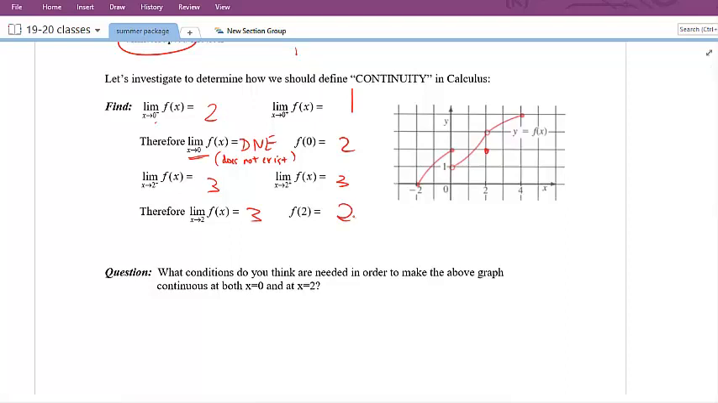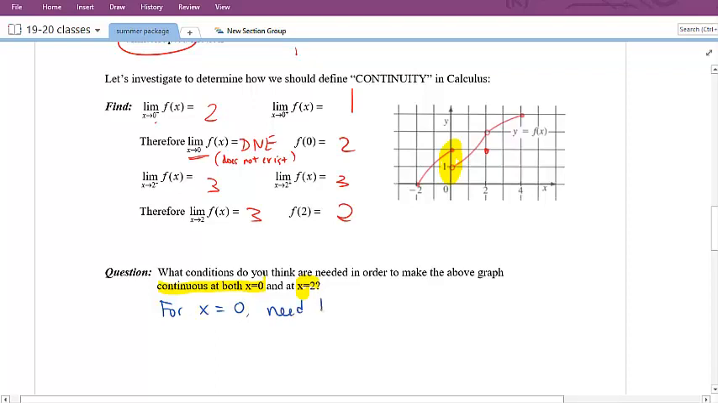If it is, you have good understanding of limits. Next part here is the thing. What conditions are needed in order to make the graph continuous at both 0 and also at 2? So let's focus at 0. What's the problem here when I draw this? Yes, I have to lift up my pen. And so you've got a little jump here, and that's not good. So at x equals 0, what do we need to do to make it exist?